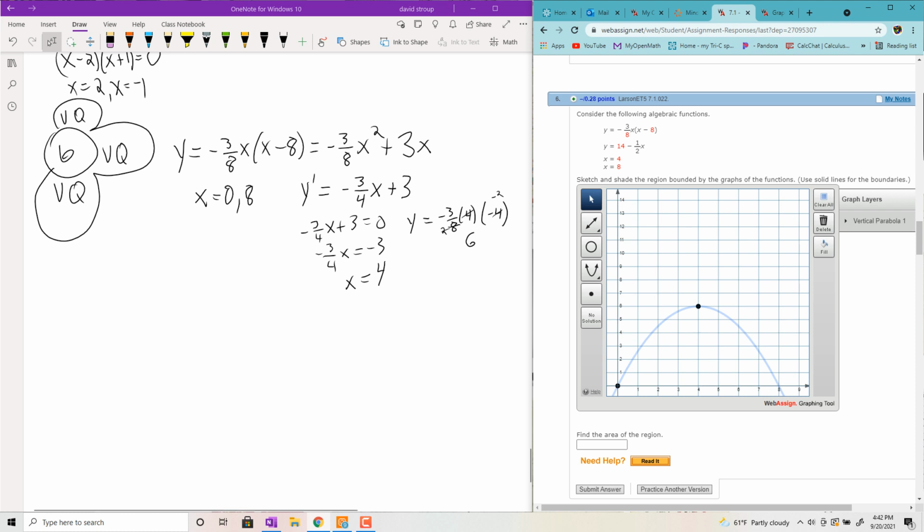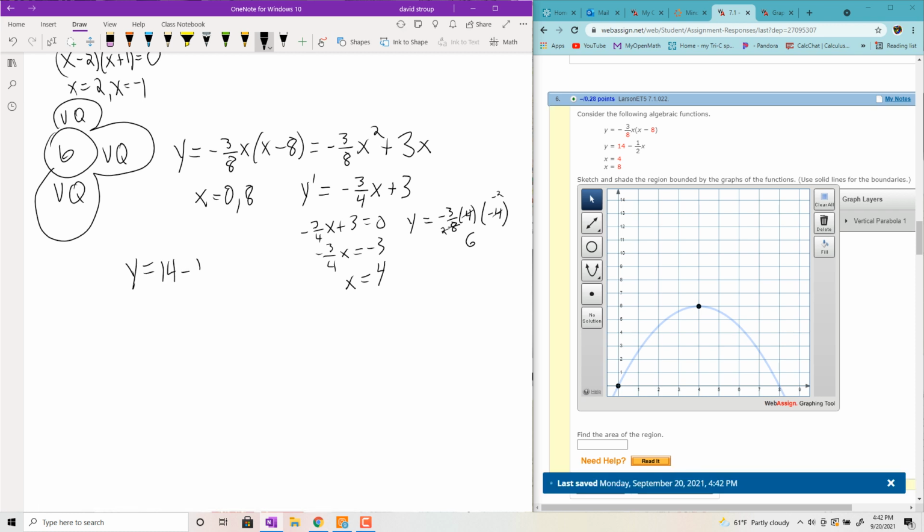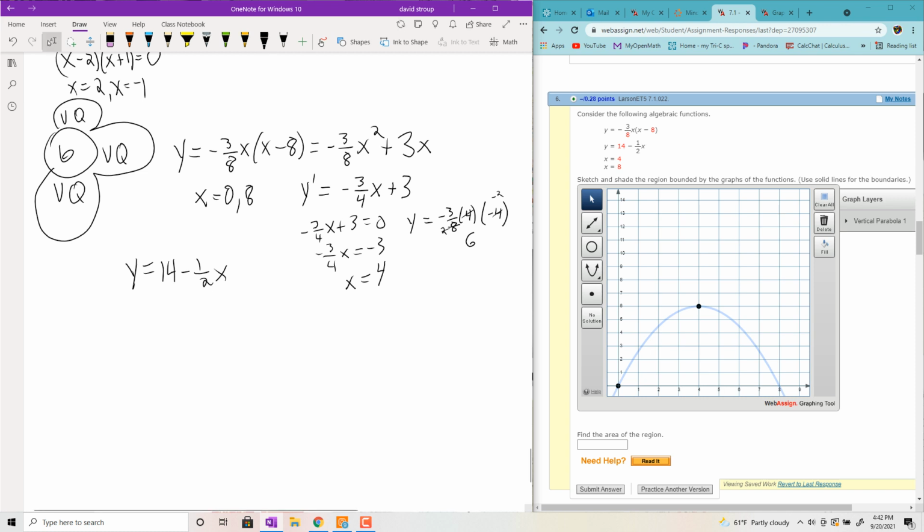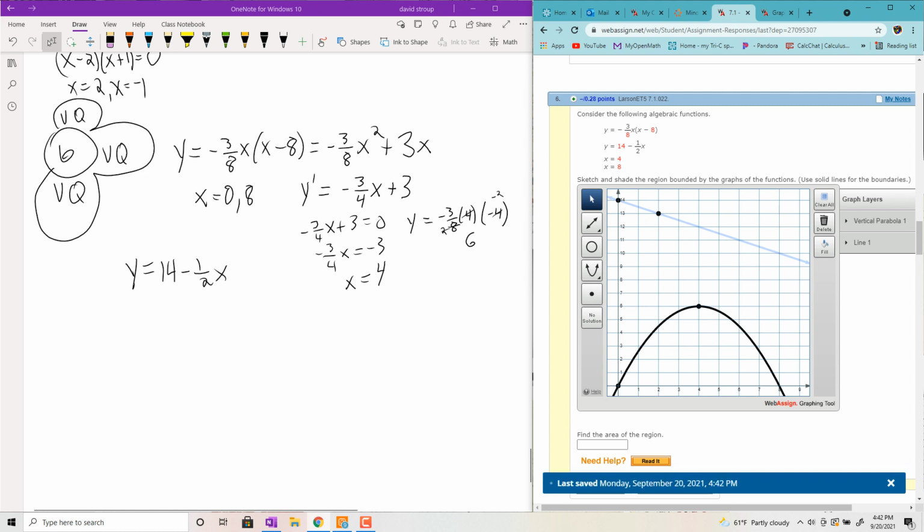I also need 3 lines. So y equals 14 minus 1/2 x. So the y-intercept there is 14. So you need a double-headed arrow. So y is 14, and then it's down 1 over 2, 1, 2, right there, just using negative 1/2 x. The negative 1/2 is a slope, right? Down 1 over 2. Okay, so there's the second line.